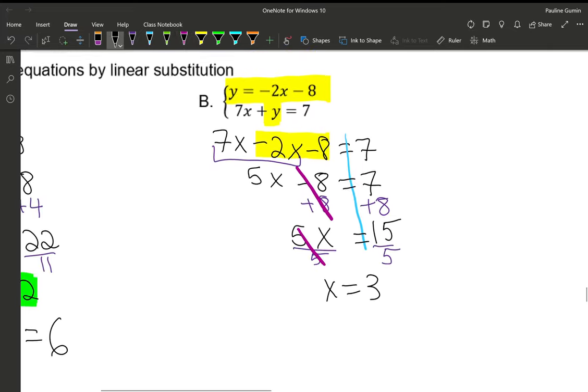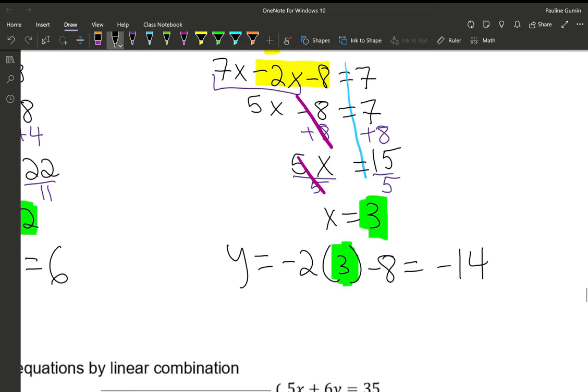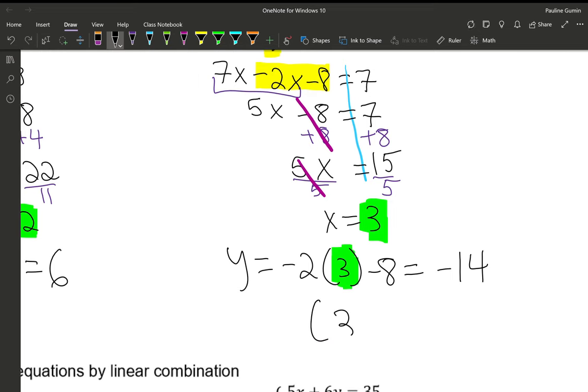Okay, we have x, let's find y. We have that wonderful equation again, the one that we used to substitute. And remember, we're going to take that 3 and plug it in instead of x in that original first equation. And then all that goes into your calculator to get negative 14. So our answer is 3, negative 14.